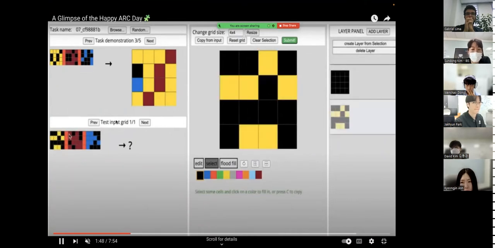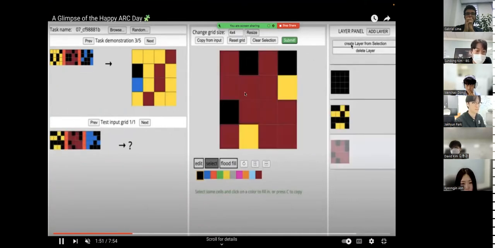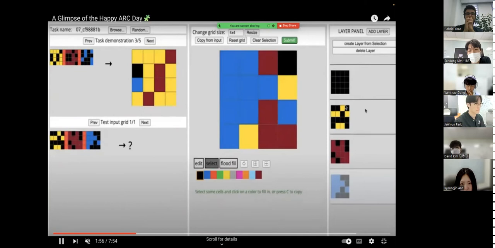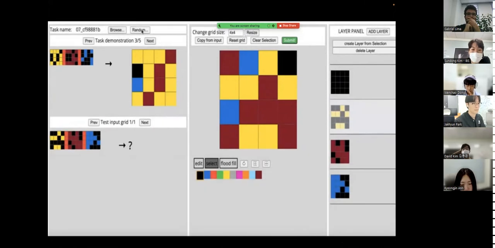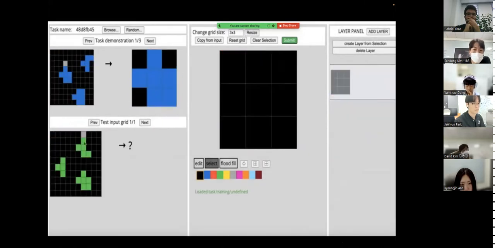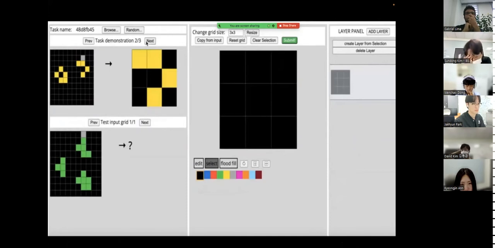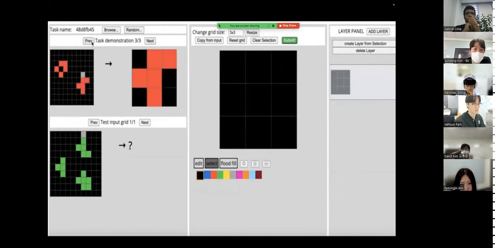And now I figure out the solution and try to copy each object into the layer function over here. And the solution is to swap the place of each object, and we submit after we design the final output grid. So this is how we solve the problem, and each action is saved into the logs, like human demonstrations. And we're going to use some of these logs to develop an AI that can imitate how humans solve these problems.